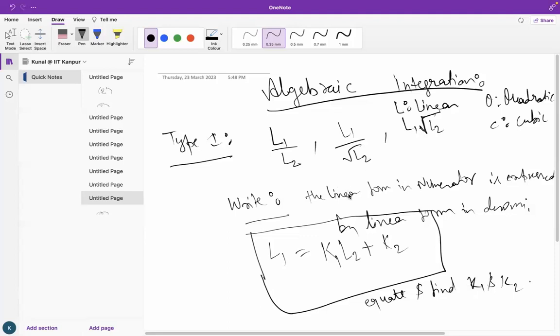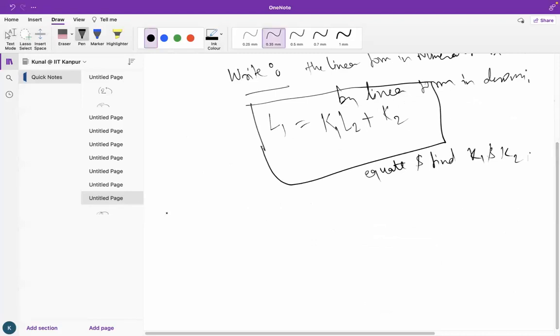So if there is an algebraic integration of these three forms, like linear by linear, linear by root over linear, or linear into root linear, try to express the linear form which is in the numerator in terms of the linear form in the denominator. Now let's move on to the next type. This is type 2.